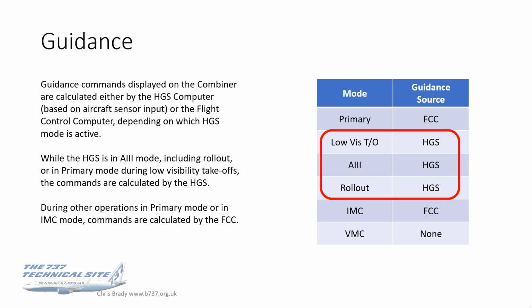Again, just to recap or to summarize which modes the guidance sources are from. So for low-vis takeoff, A3 and rollout, the guidance source is the super accurate one generated from the HGS. Primary and IMC are both generated from the flight control computer, and of course VMC, you don't have any. You've just got a 3-degree line below, or whatever degree you want for your visual or circling approaches.